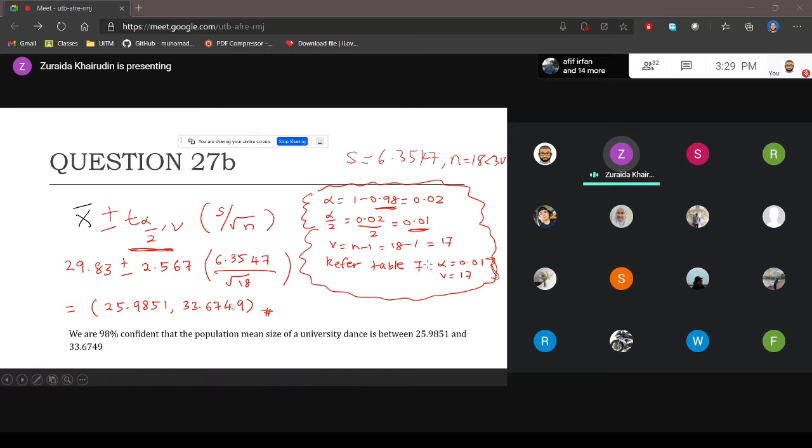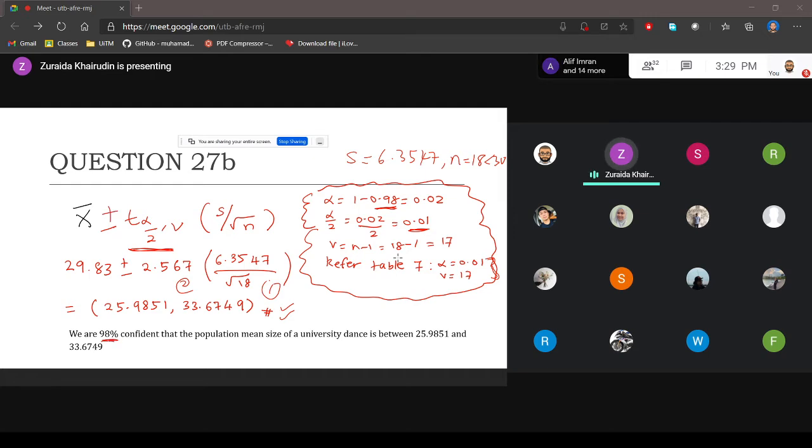So how do you compute this? Make sure you solve for this one first. You divide first: 6.3547 divided by the square root of 18, and then times 2.567. After you've got this answer, you can plus minus it from 29.83. So finally you will get this answer. And for the conclusion, it's actually the same.